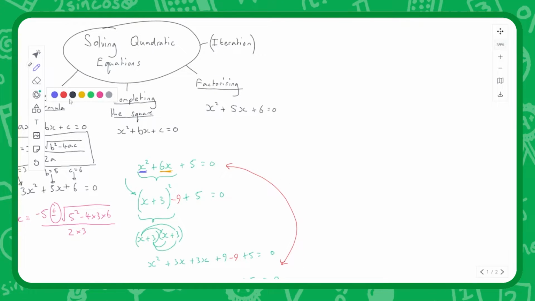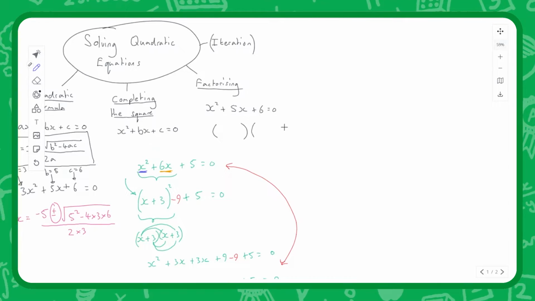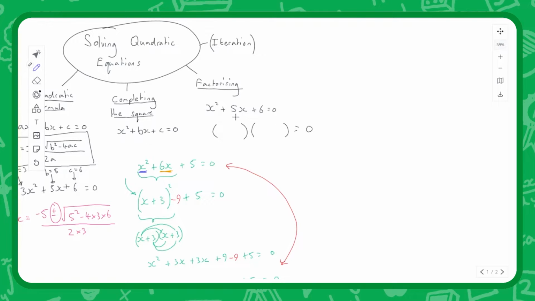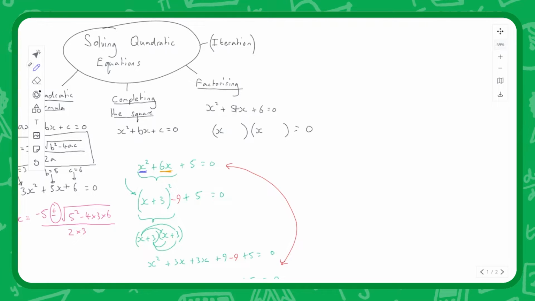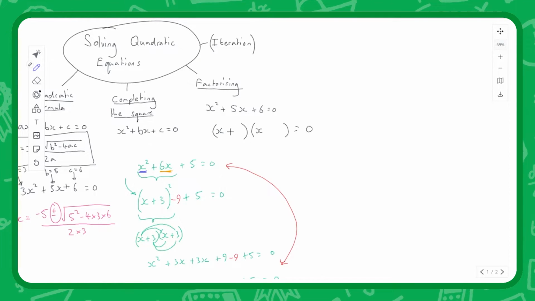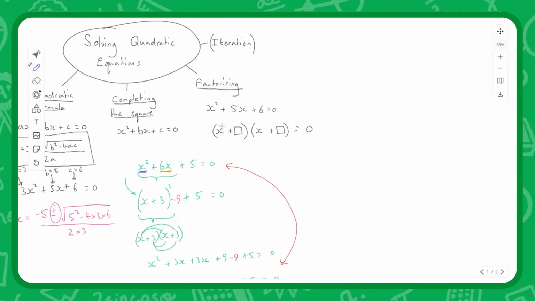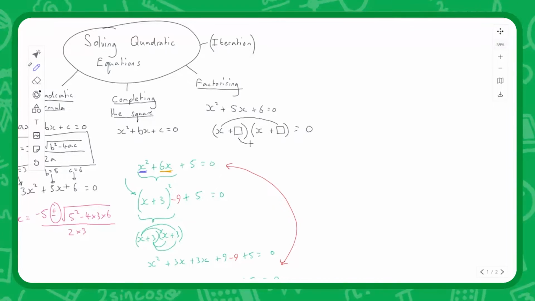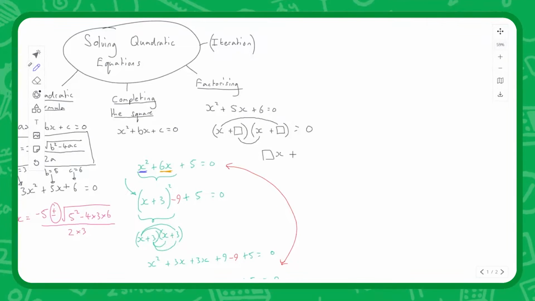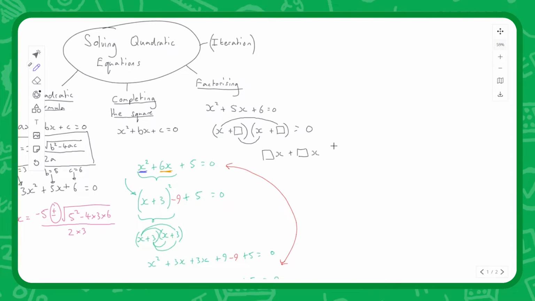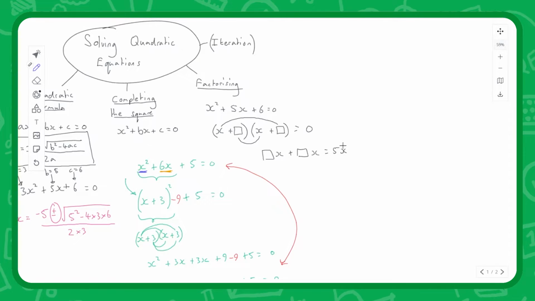So I've done a simple example here. All we need to do here is we want to get it into the format of 2 brackets like that equals 0. And I know that to get x squared, I've got to have x here and x here. And to get 5x, whatever I put in this box and whatever I put in this box, I'm going to multiply x by this box, and multiply this x by this box, and so I'm going to end up with something x plus something x equals 5x.